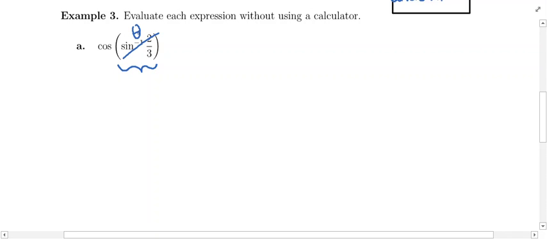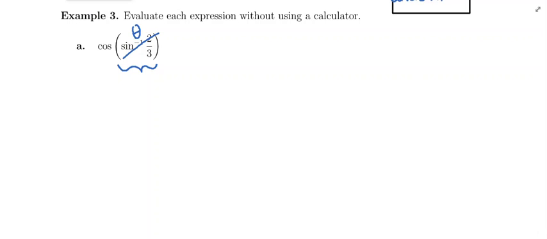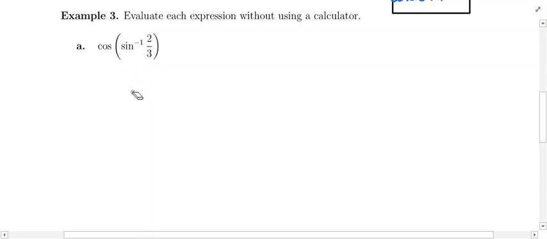So this is going to be some angle theta, and then you're going to take the cosine of that angle. The answer is just going to be a number, as opposed to an angle. So keep that in mind. Again, we are going to start inside the parentheses. Let's look at sine inverse of 2/3. This is going to be some angle theta, like I said.